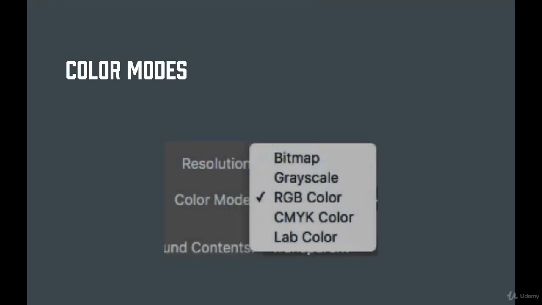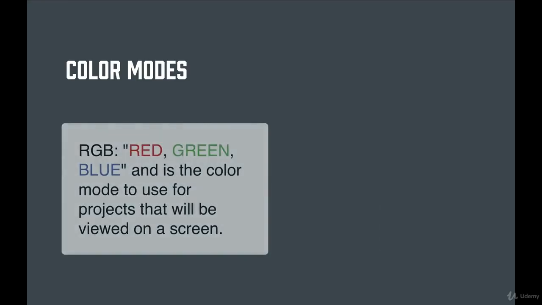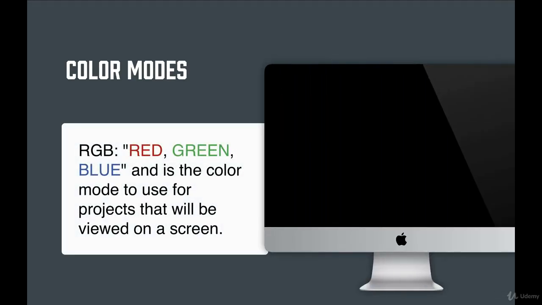All right, so the first two that I really want to talk to you about, I know there's a couple others in Photoshop here that you see in this menu, but RGB and CMYK, those are the two that you're really going to be working with the most. RGB we use for screen-based projects. So it stands for red, green, and blue. And basically those are lights.